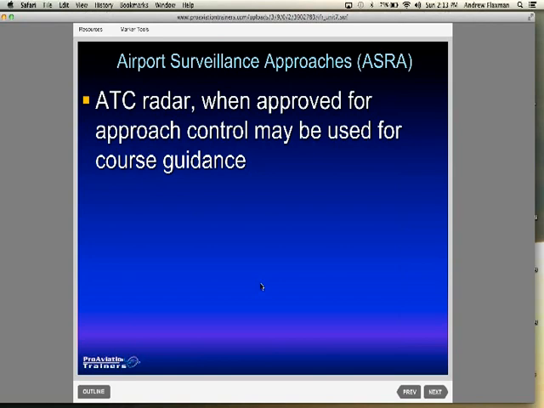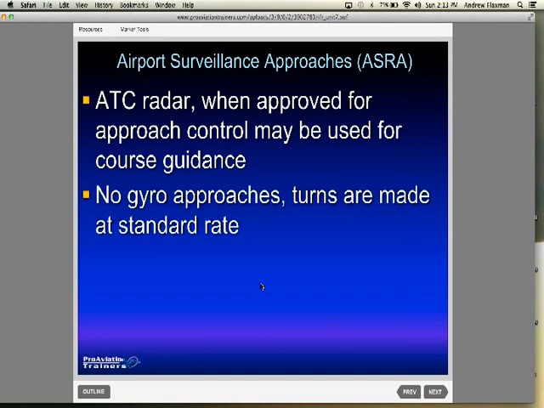ATC radar, when approved for the approach control, may be used for course guidance. That's kind of like, turn left, stop, turn right, stop. Forgot what it was. There's some old World War II movie with, that doesn't matter.